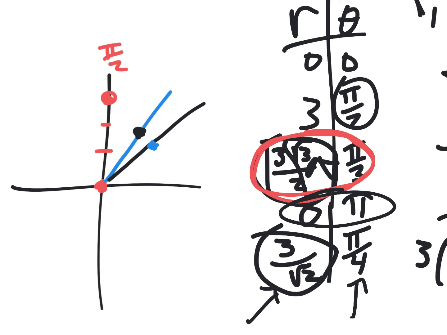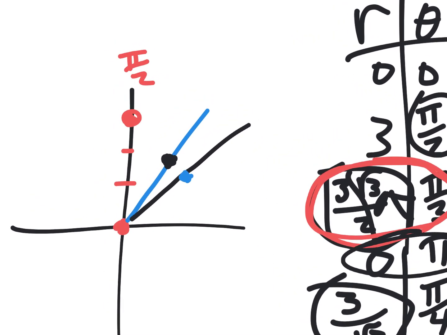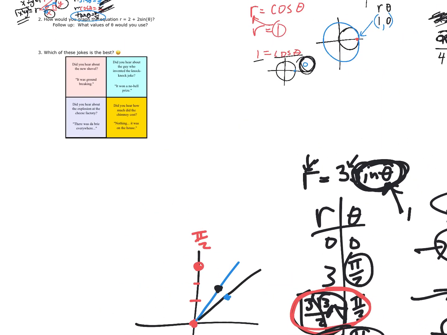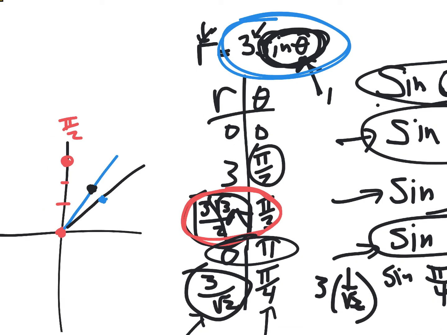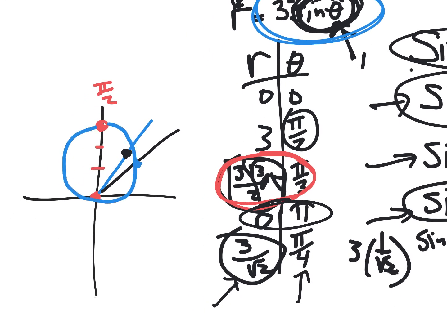Okay, now did I graph that perfectly? Of course not. In the end, do you get what this is supposed to look like? 3 sine theta. It's basically supposed to end up as a circle. And I missed a little bit. My black dot should have been a little bit further out.